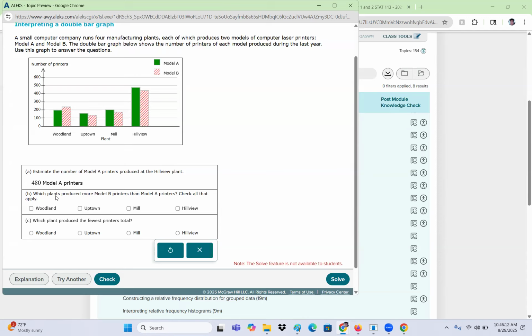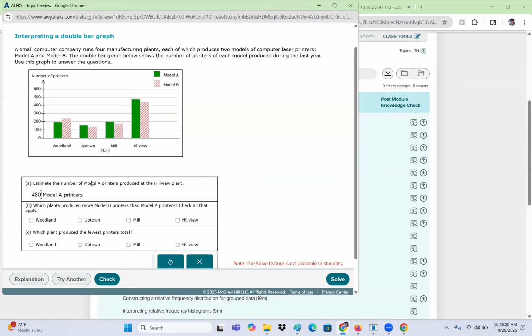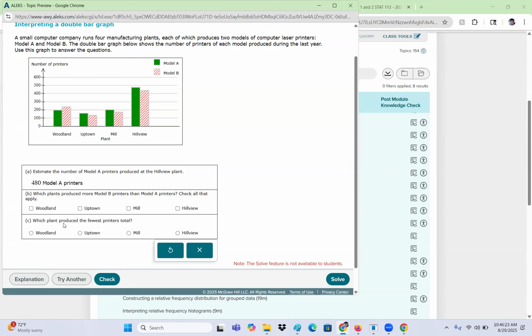the objective. Which plant produces more Model B printers than Model A printers? So we can see that it's the Woodlands, right? Obviously. And which plant produces the fewest printers total? The fewest should be Uptown, something like that. So it's pretty straightforward.